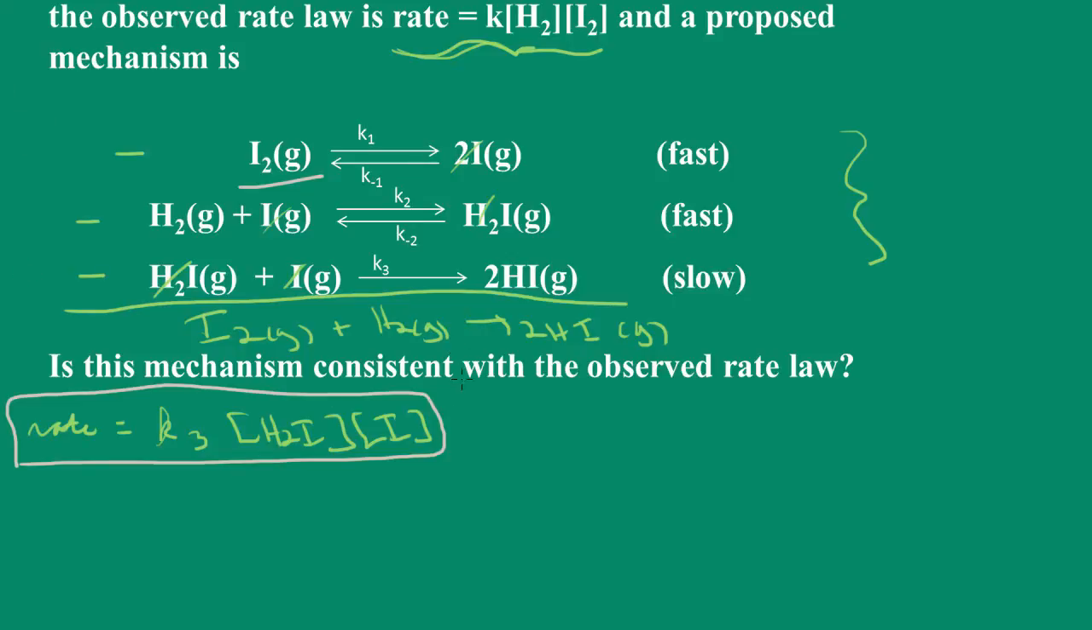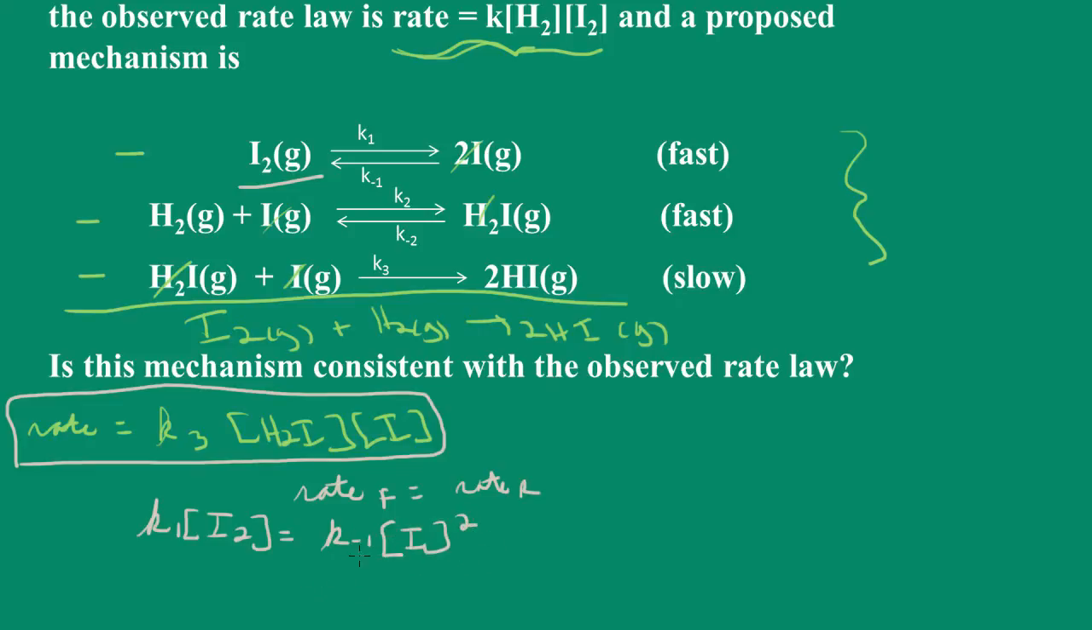and the first step here is a fast equilibrium step. So we know at equilibrium the rate of the forward reaction is equal to the rate of the reverse reaction. Let's write out the rates for those. So we have k1 times iodine, and then let's write the reverse rate, and that would be k-1 times this squared.